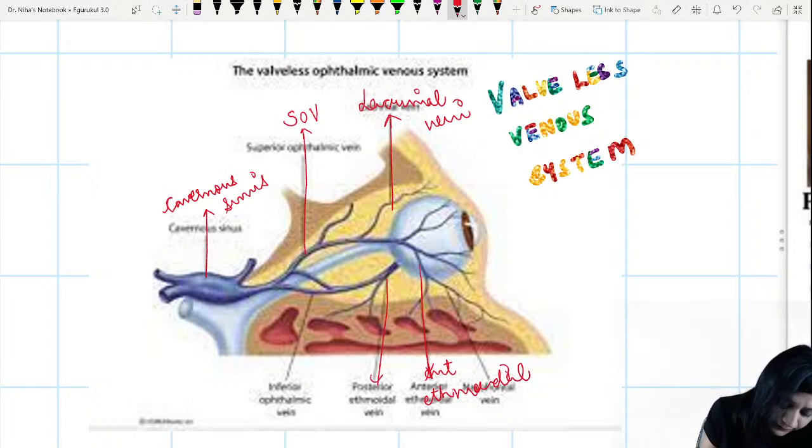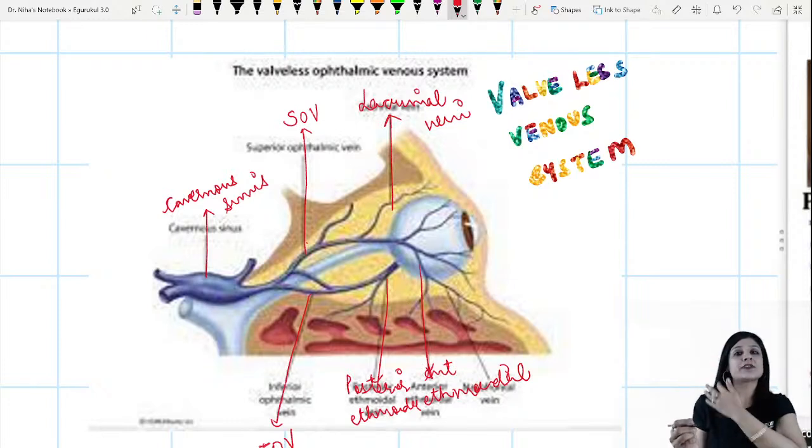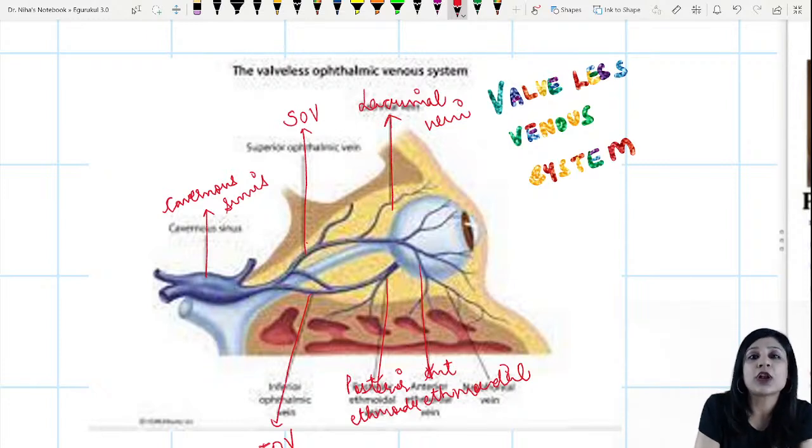This one is your posterior ethmoidal, right? And if you see, this is the superior ophthalmic vein, so this will be the inferior ophthalmic vein. So we do not have valves here. That is why this is a valveless system, and that is why it's very common, right?